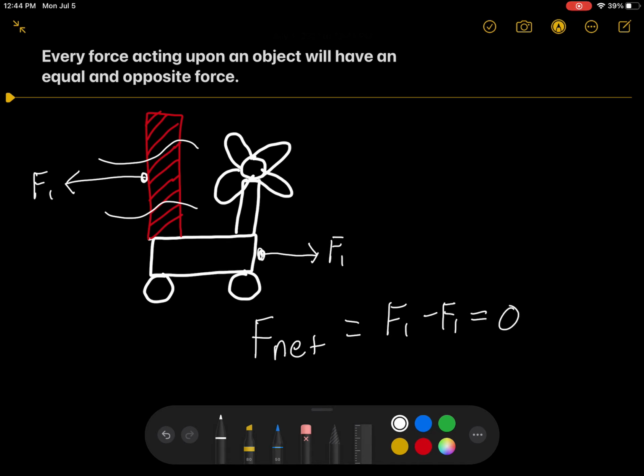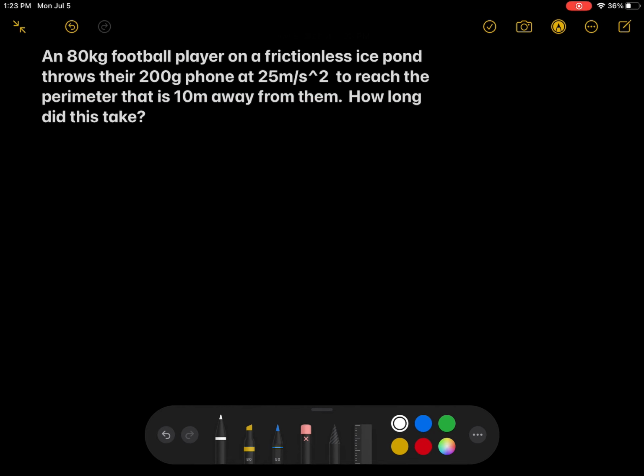Let's look at a different example and let's put some numbers to play. An 80-kilogram football player on a frictionless ice pond throws their 200-gram phone at 25 meters per second squared to reach the perimeter that is 10 meters away from them. How long did this take?